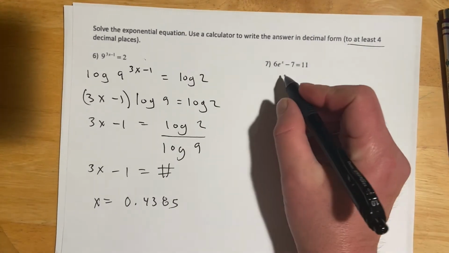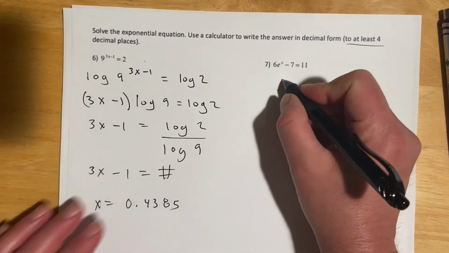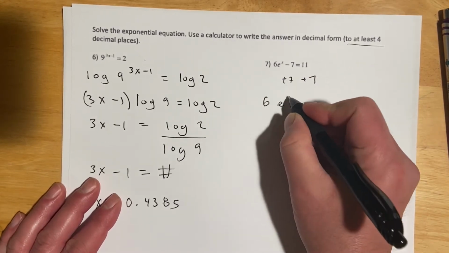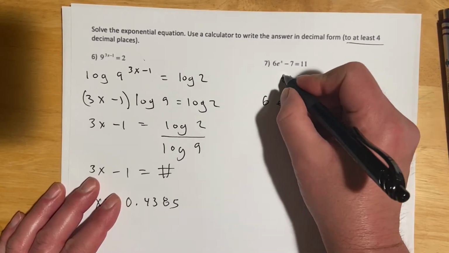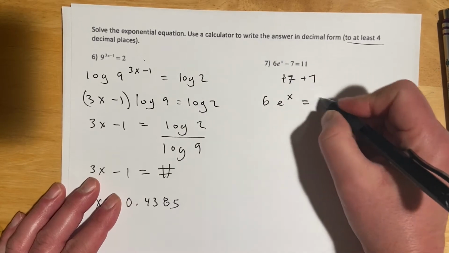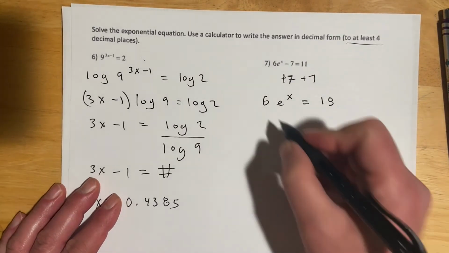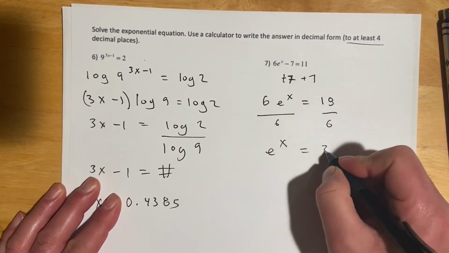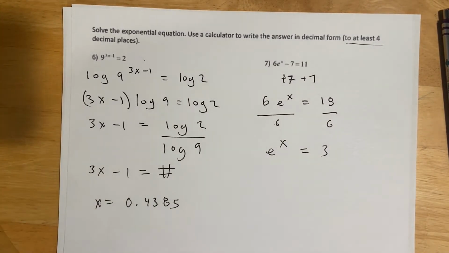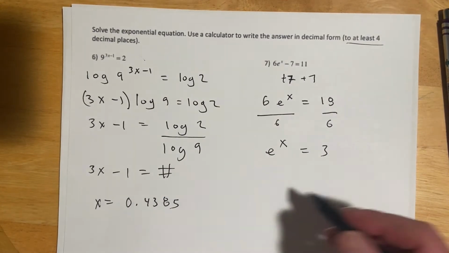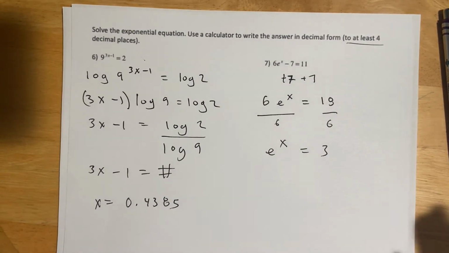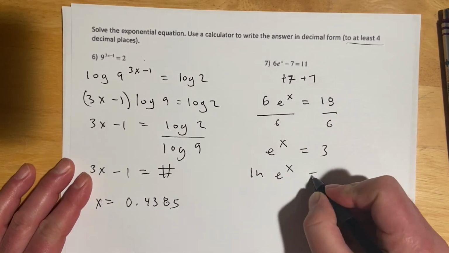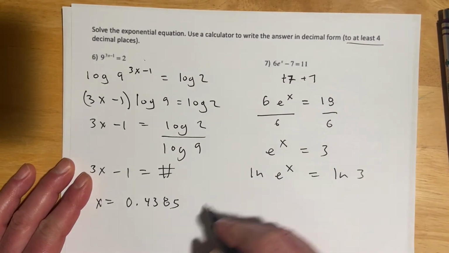This next one, we would add that 7 over, because again, we want to get the exponential part by itself. And then let's divide over the 6. So I have e to the x equals 3. So for this one, you could just change it to log form and you would be there. I'll show it as logging both sides just to show these steps on why that other would work.